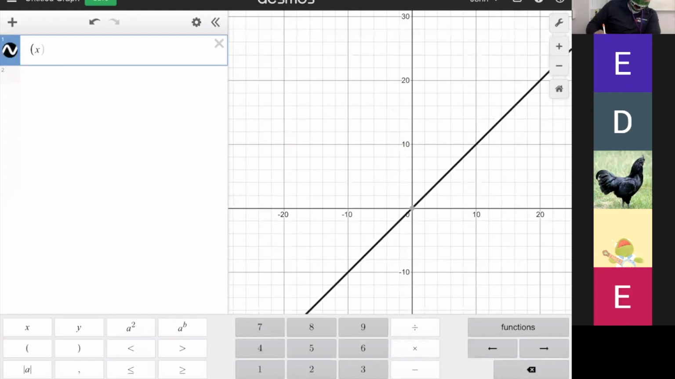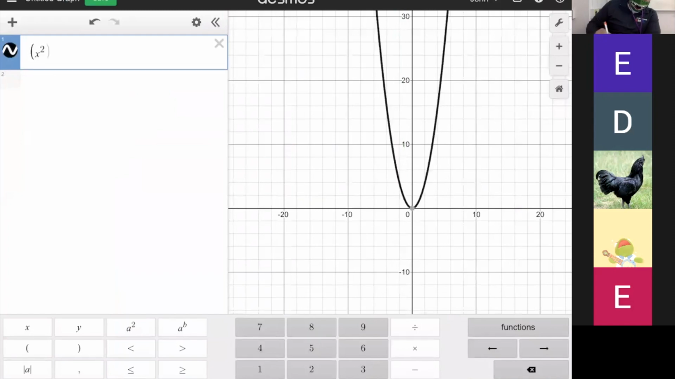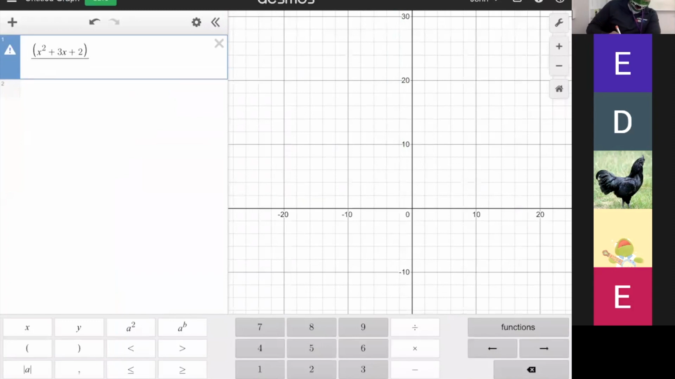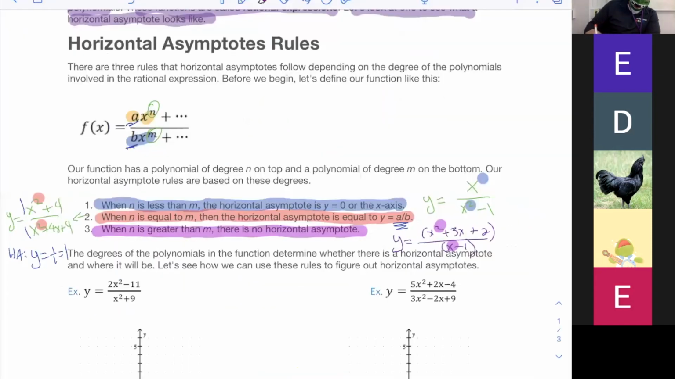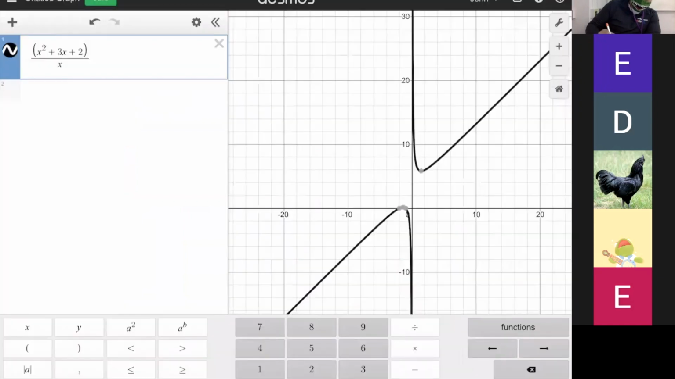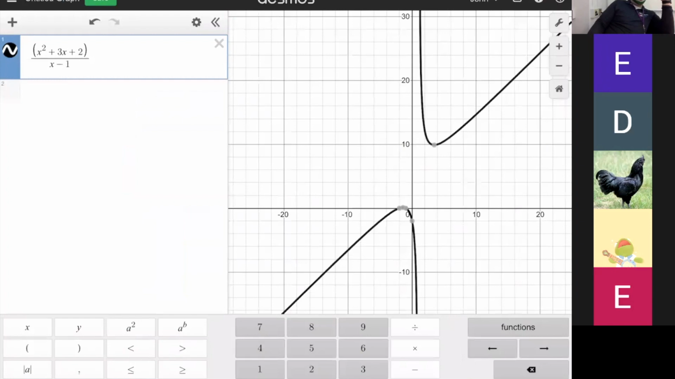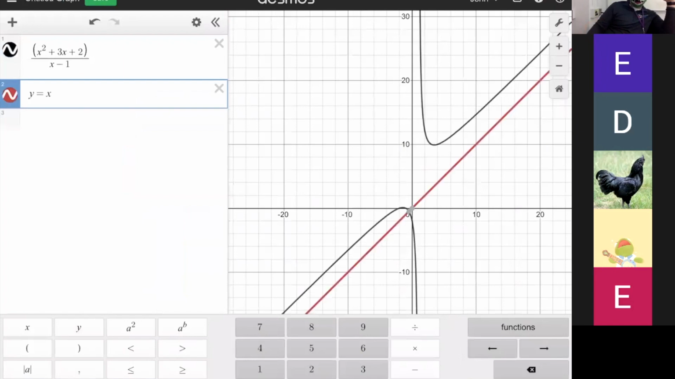So x squared plus 3x plus 2 divided by, let's say, x plus 1, or x minus 1. Actually, instead, we get something called a slant asymptote, which is what you're looking at right now. Or an oblique asymptote, as it is sometimes called.